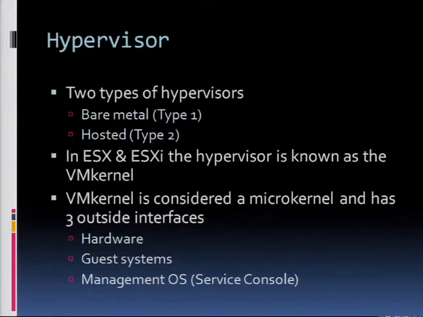The VM kernel is considered a microkernel and has 3 outside interfaces. A microkernel is basically the bare minimum of code that's needed to create an operating system. The outside interfaces that basically allow all the direct access to the VM kernel are hardware, the guest operating systems or the guest VMs, and the management OS, which is a service console in ESX, and just the management console in ESXi.